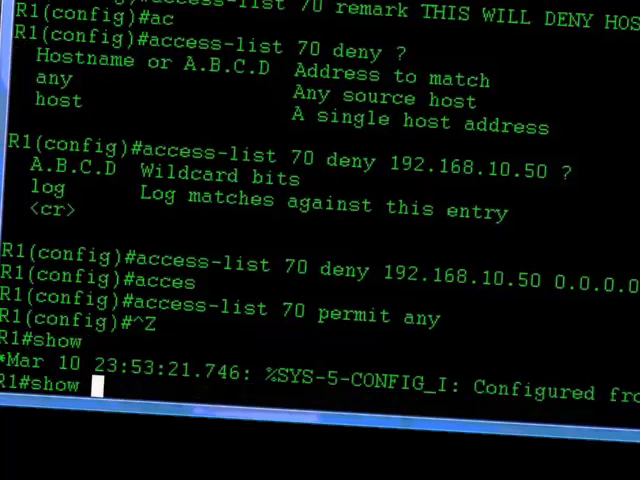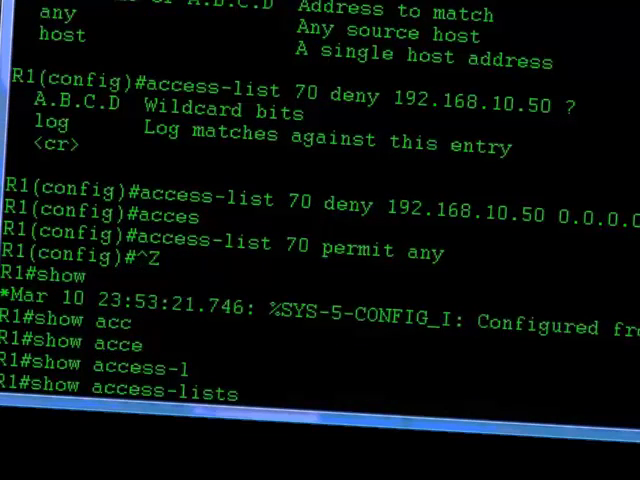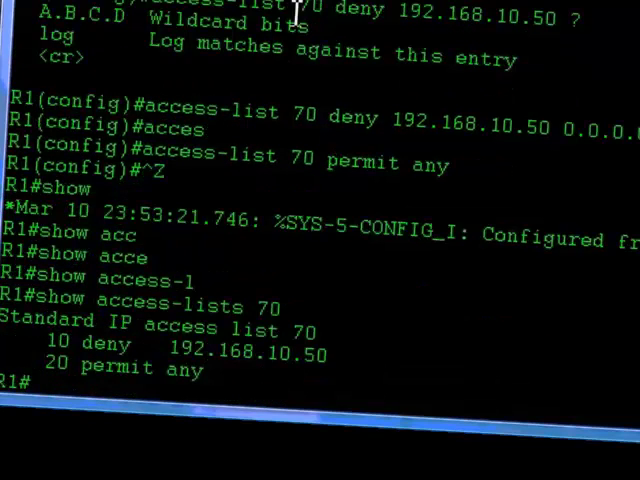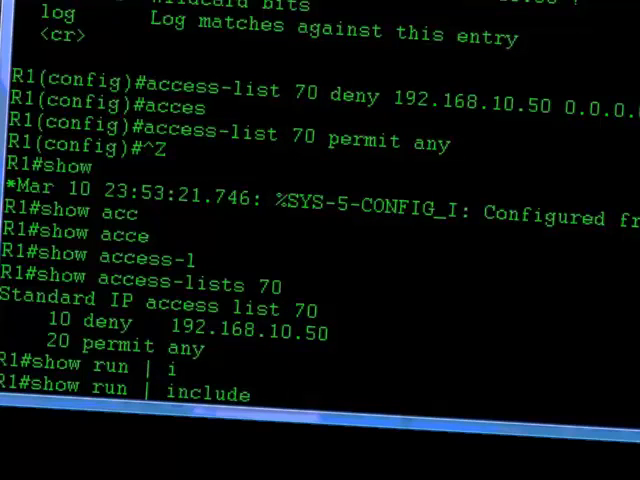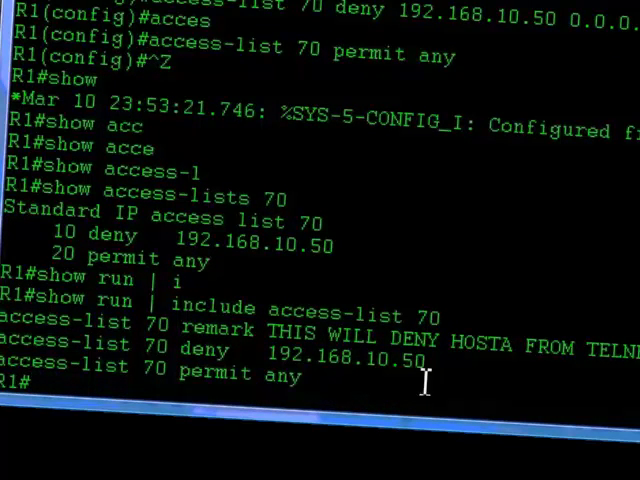So run the show access list command, and you will not see the remark because this version of iOS does not show it here. So he runs the show access list command, but he does not see the remarks. So you got to do an extra step. Show run include access list 70. It will show up in the show run running config.